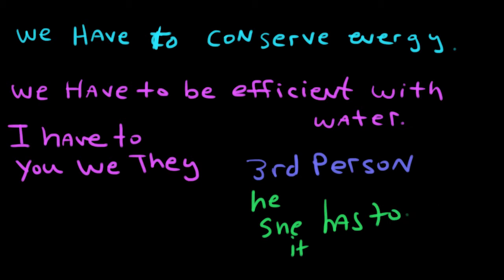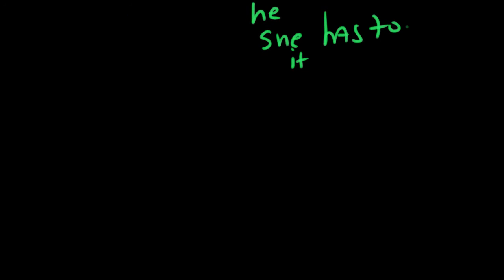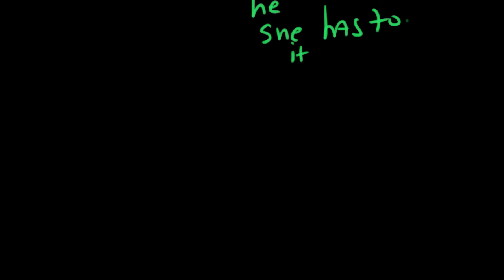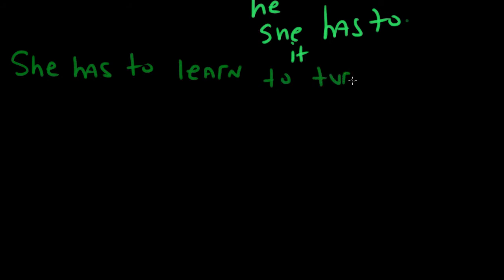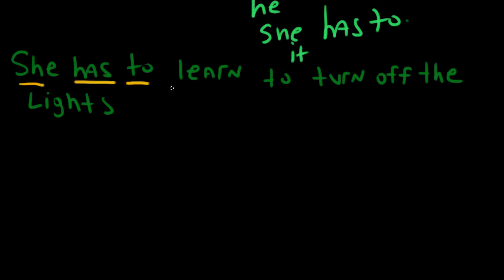Let's look at some examples with the third person. She has to learn to turn off the lights when she leaves the room. Here you can see how we form has to represent something we're obliged to do. She has to, and then the verb is in the infinitive.